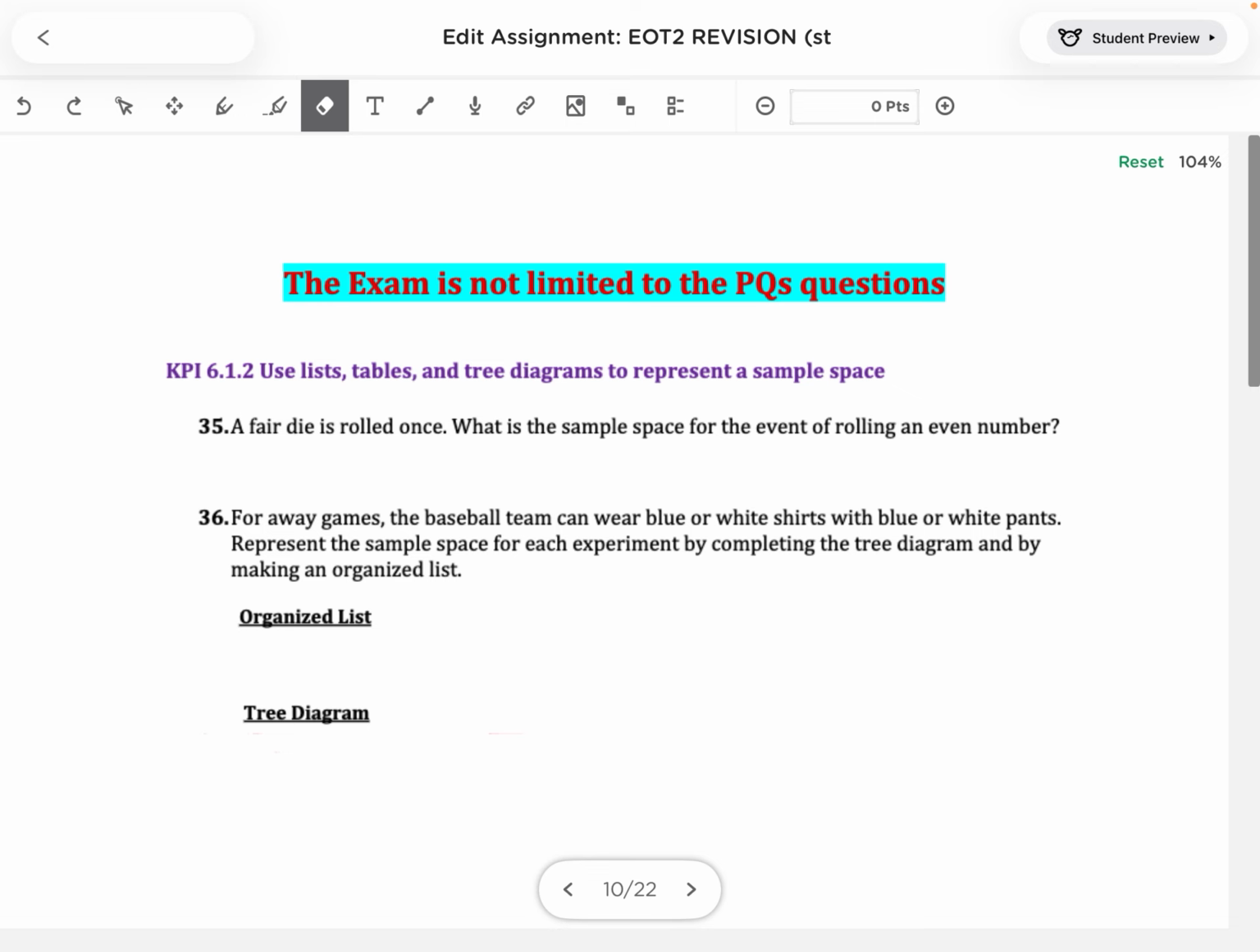Rolling a die, sample space, the event of even numbers. So what are the even numbers from 1 to 6? We have 2, 4 and 6.